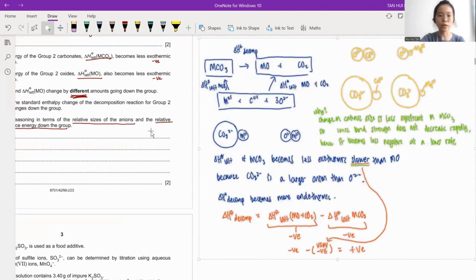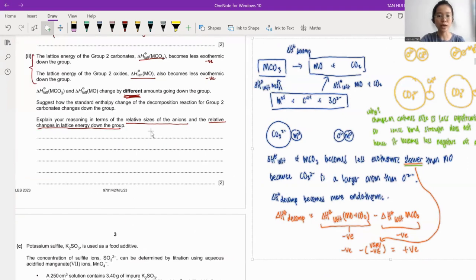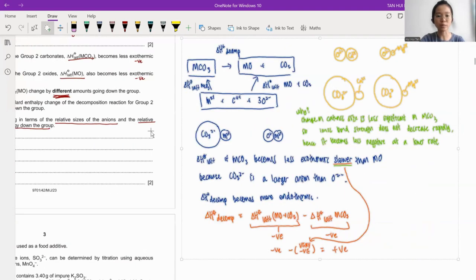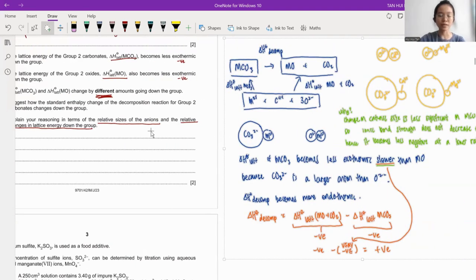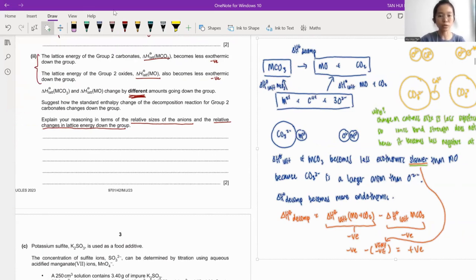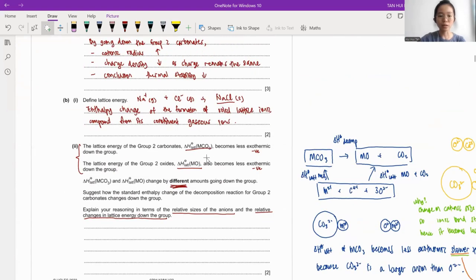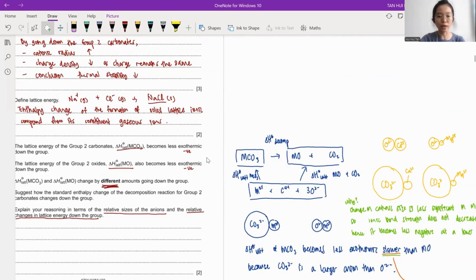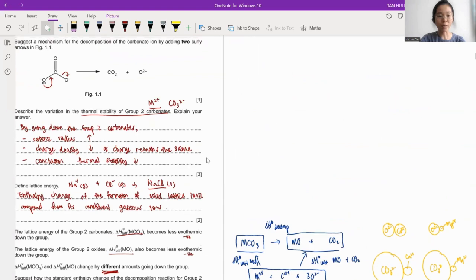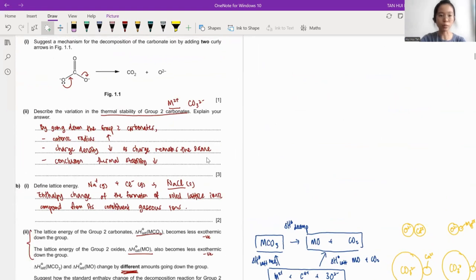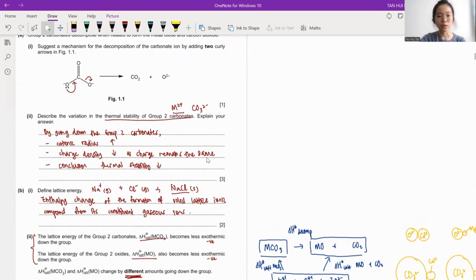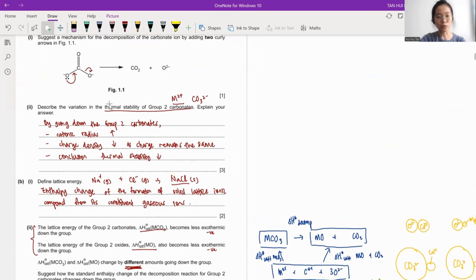So since both are saying that MCO3 and MO, the lattice energy becomes less exothermic, let's think about how these two, MCO3 and MO, relate. You know that when carbonate ion, look at the Roman A1 question, you know that CO3 2 minus will become CO2 plus O2 minus.